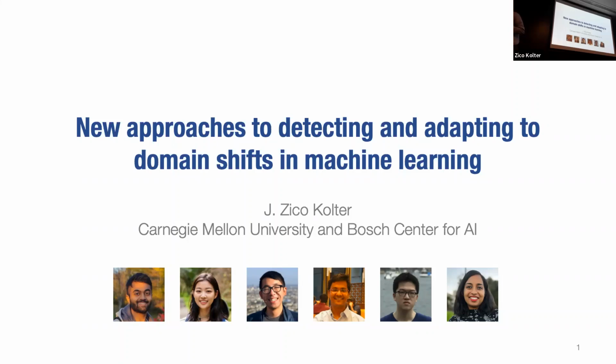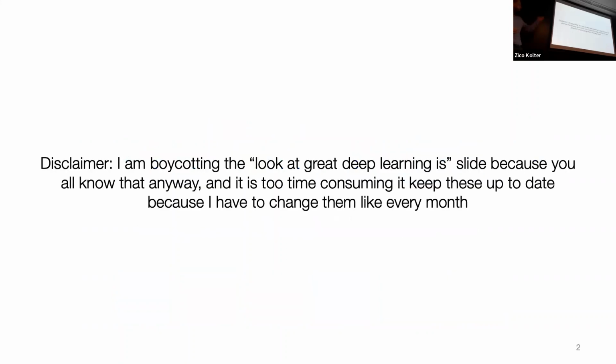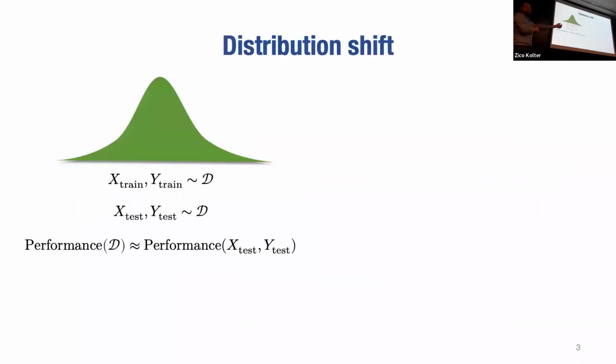All right. So the first slide of any talk like this has to be the slide about how great deep learning is, but I'm going to boycott this slide because I don't think it's necessary. And more than that, it's a pain to keep up to date. You've got to change it every month. I think we all know that things like AlphaFold are cool. Enough said. So what are the challenges that machine learning faces?